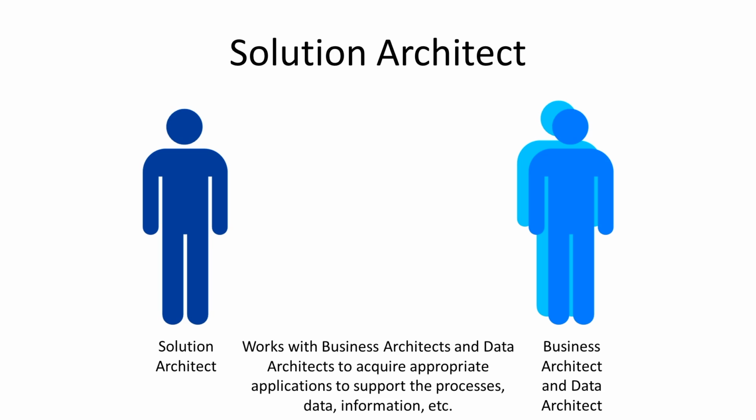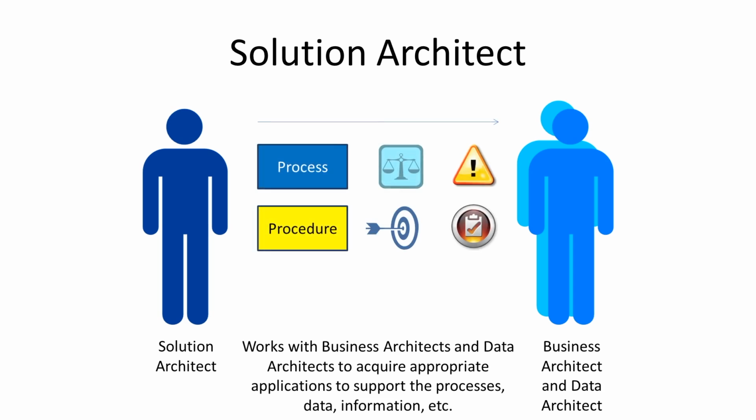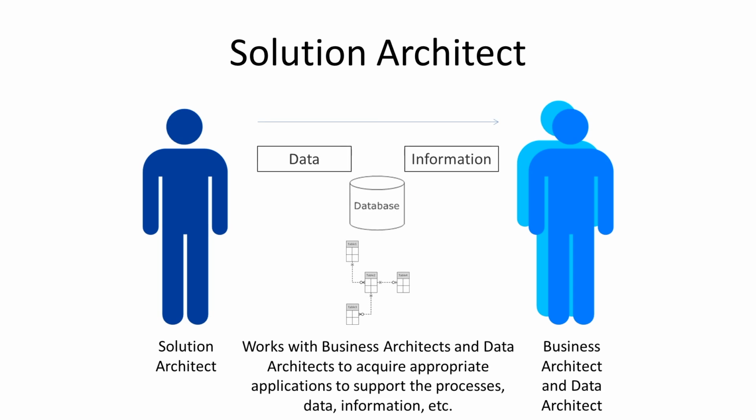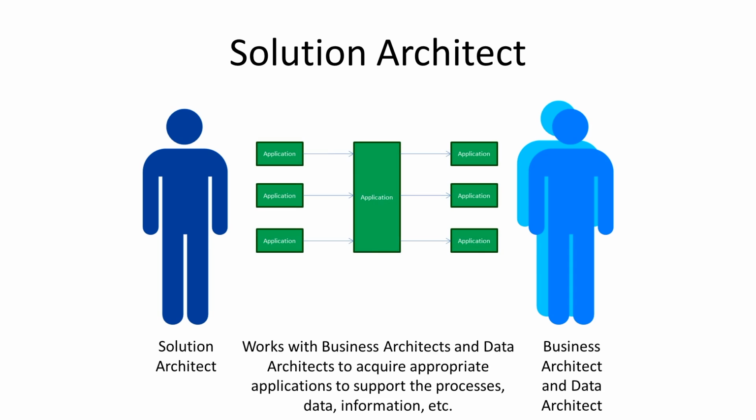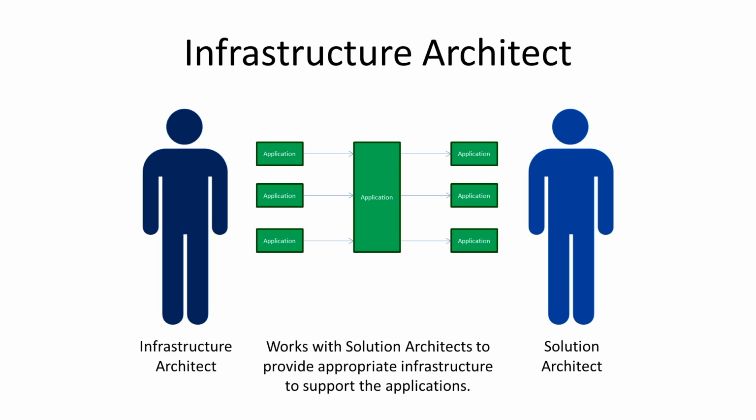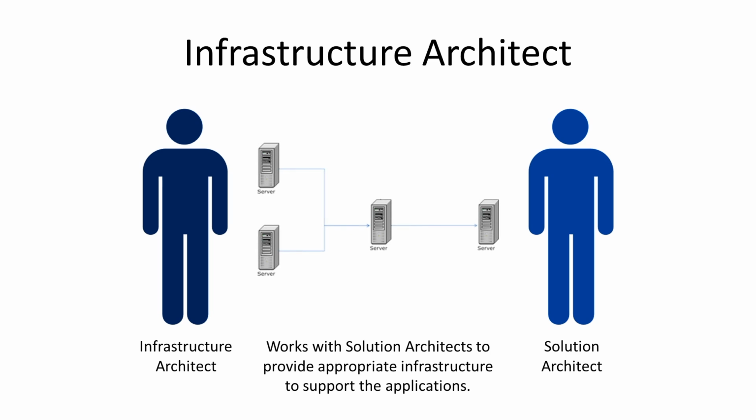A solution architect will then work with the business architects and data architects to understand their needs so that appropriate applications can be acquired. It may be that at this point, the work is handed off to an application architect if custom development is needed. When the data and application architectures are suitably well defined, the solution architect or application architect will work with an infrastructure architect in order to define the underlying technology, the servers, the networks, and devices that will be used to support the data and applications.